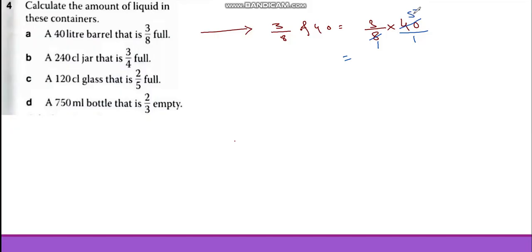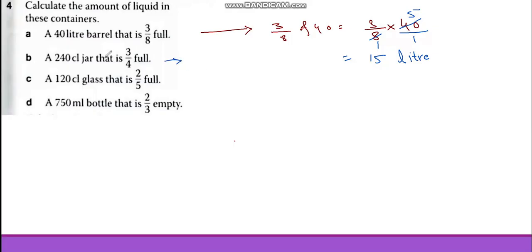And after cancelling the common factors, we can now multiply, which becomes easy to figure out. 3 times 5 is 15 and 1 times 1 is 1. That does not need to be written. So it is 15 liters. Similarly, we can easily do the second part, the B part.